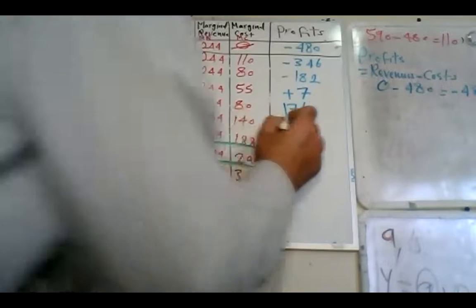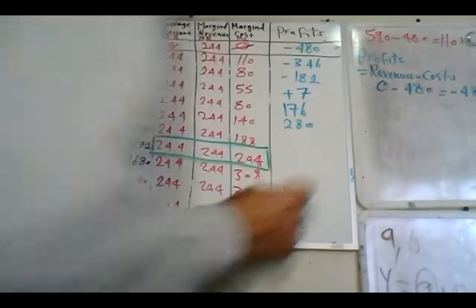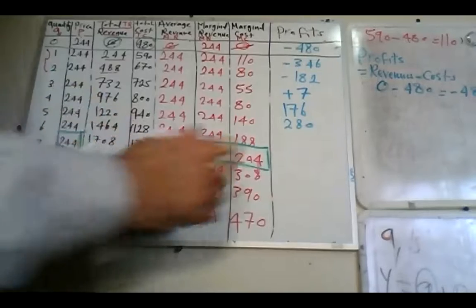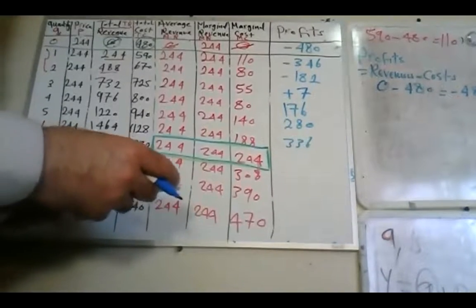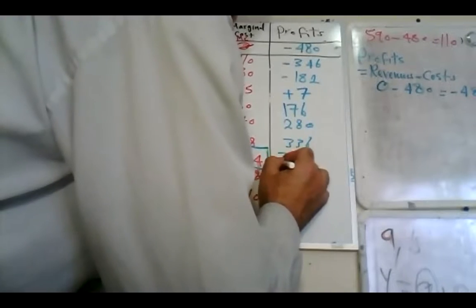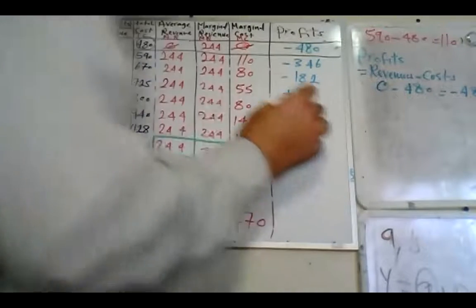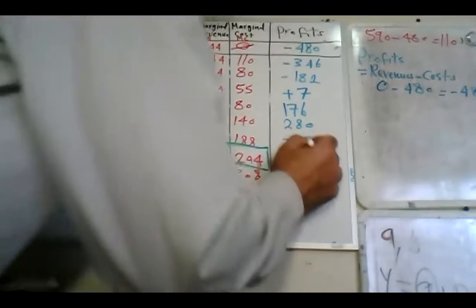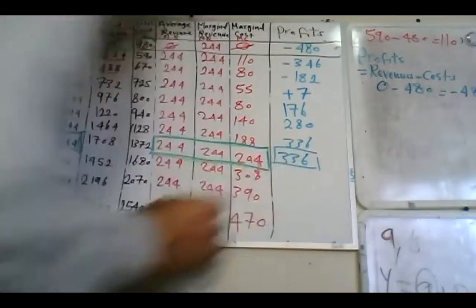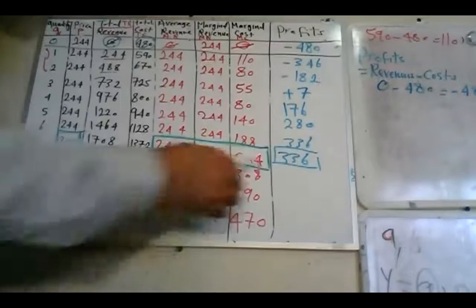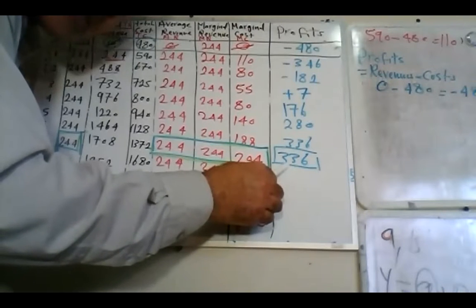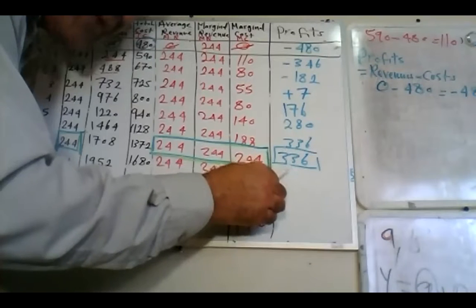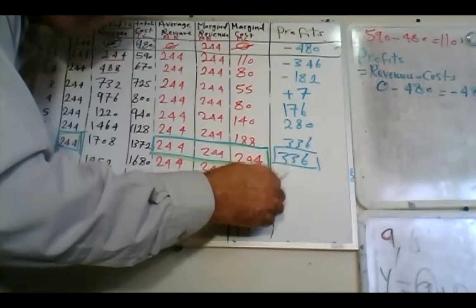Here is 280. Here is 336. Here is again 336, and watch out for this point, 336. Look at this. These are the maximum profits. Those are the maximum profits in the perfect market.